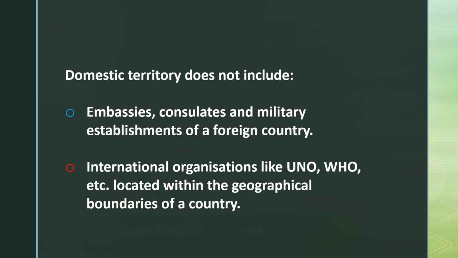Now, domestic territory does not include embassies, consulates and military establishments of foreign countries. Any foreign embassy, foreign consulate or military establishment located in our country would not be included as domestic territory of our country. For example, an American embassy, a Japanese consulate or any foreign military establishment located in our country would not be included. Second point: international organizations like UNO and WHO located within the geographical boundaries of a country are not included as domestic territory of a country. These international organizations, UNO and WHO, would not be considered as domestic territory of a country.